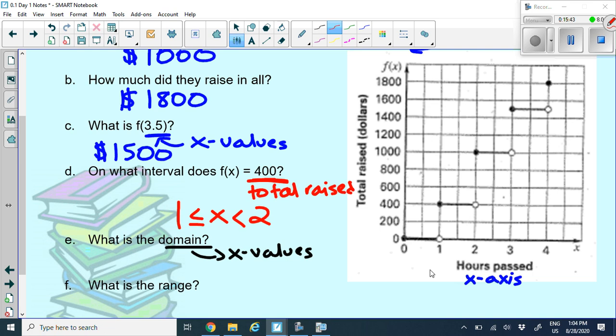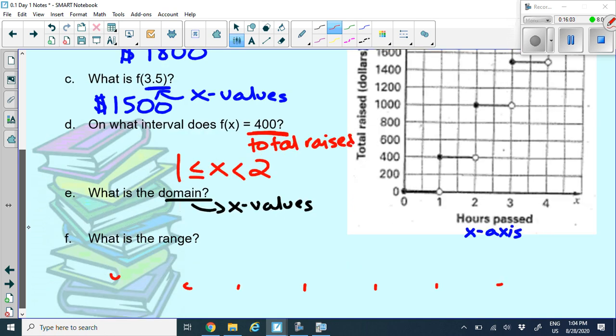Okay, so let's think about this. Notice we have a closed circle at 0. So we do start at 0. And remember, they fundraised all the way up to 4 hours. So our domain basically goes from 0 to 4. Okay, so we're going to write it in a similar fashion as we did on D, as this here, using inequalities. So as an interval.